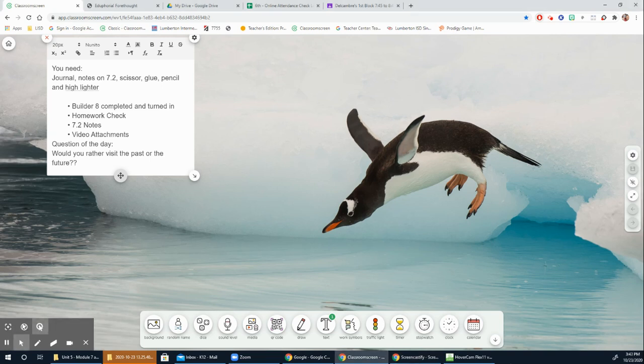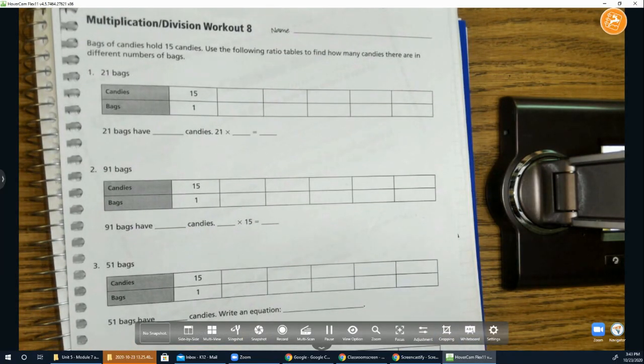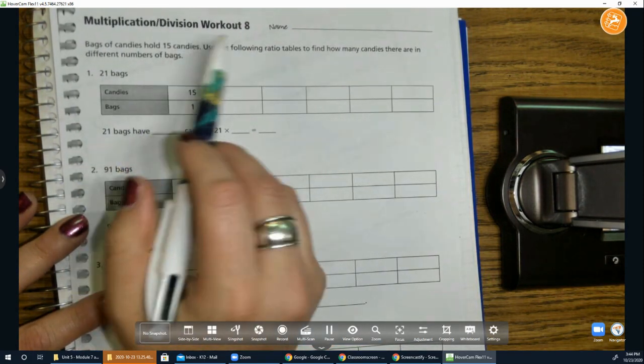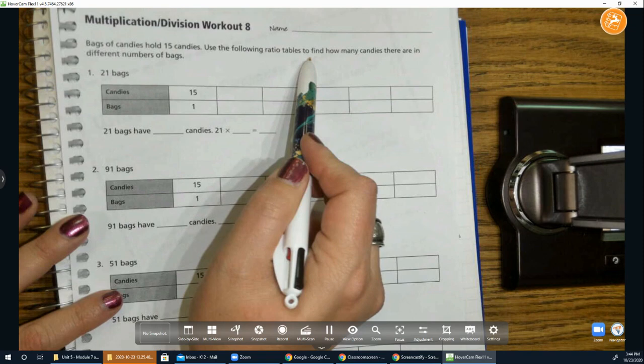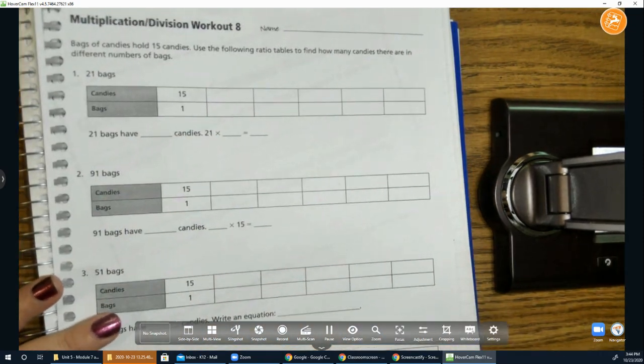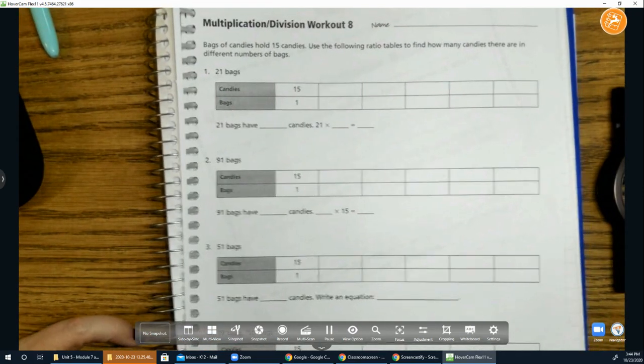So let's get going. Let me pull up the hover cam. And here is our ratio and rate tables. So I'm going to grab my multicolored pen. This was kind of like what we did in class yesterday, and this was your homework. Bags of candy hold 15 candies. Use the following ratio tables to find how many candies there are in the different number of bags. I'm going to show you 2 different ways that you can solve this.